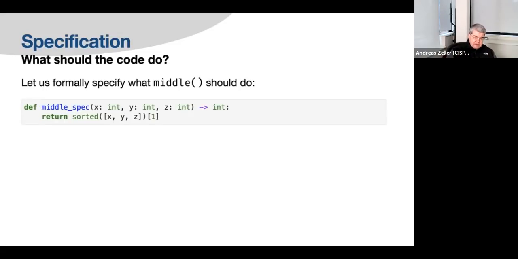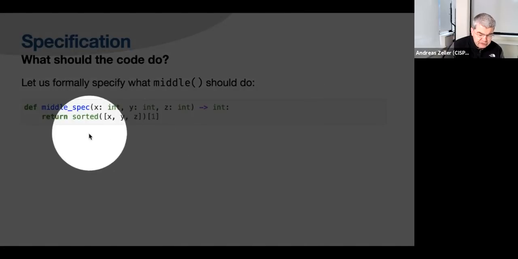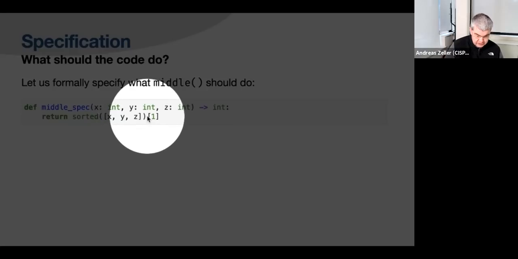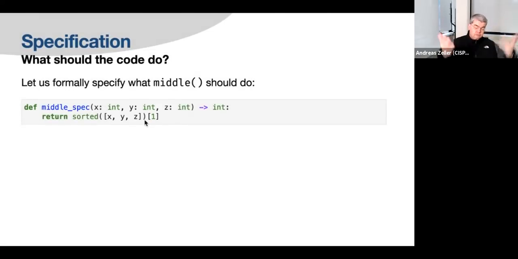Next thing we're going to come up with is a specification. And a specification describes what the code should do. And we can actually write a formal specification of what middle does using higher level programming features. For instance, in Python, we can say, okay, I'm going to make a list out of X, Y, and Z. Then I'm going to sort that list from the lowest to the largest. And then I'm going to return the second element of that list. Say it's 5, 4, 3, I sort this, I get 3, 4, 5. And then if I return the second element of that list, I get 4, which happens to be the middle.